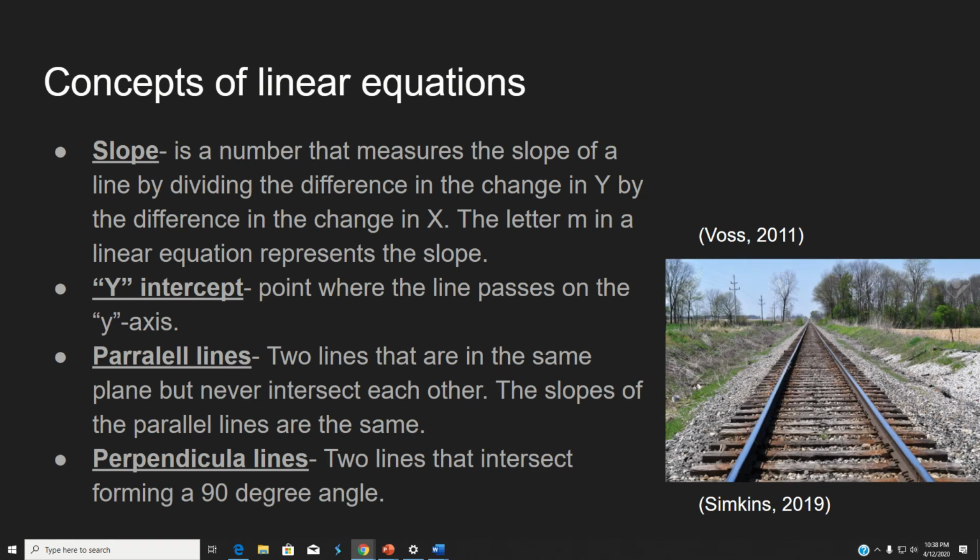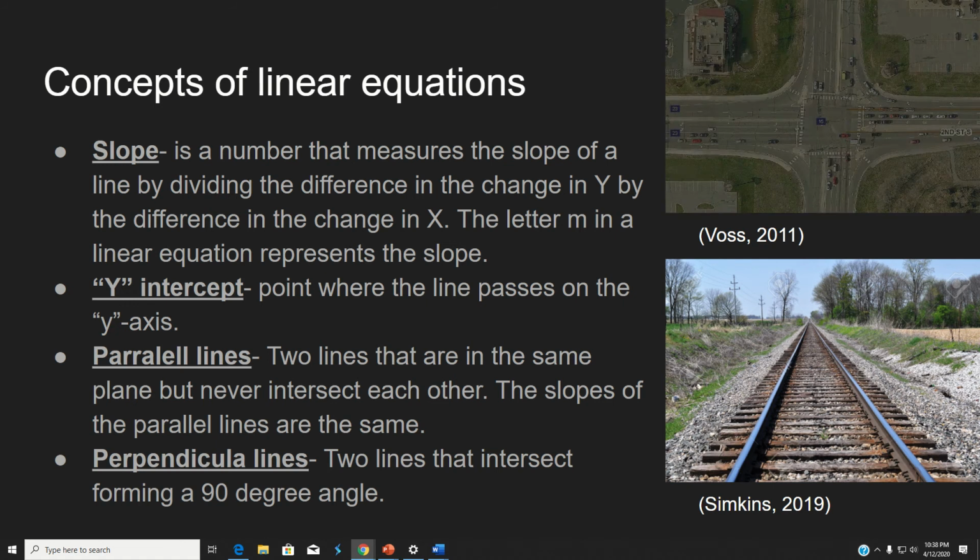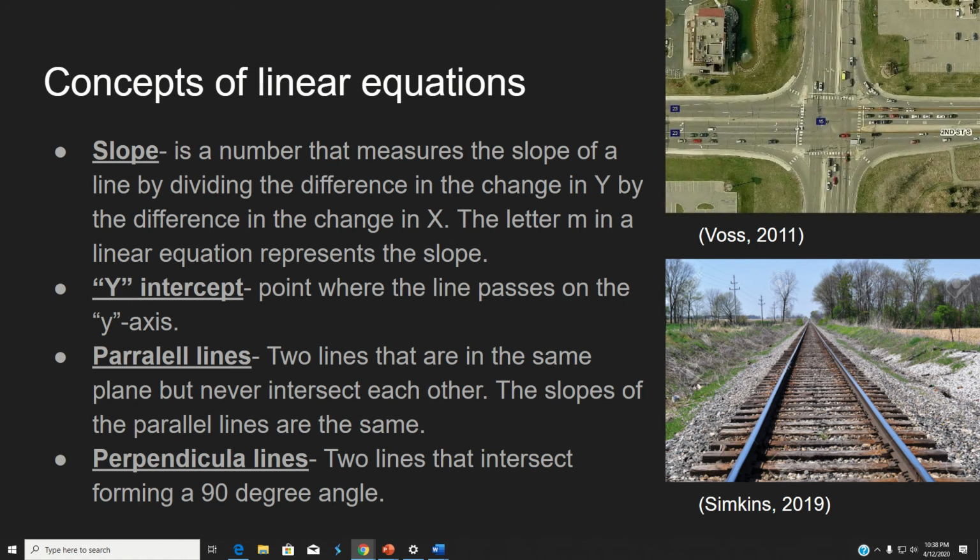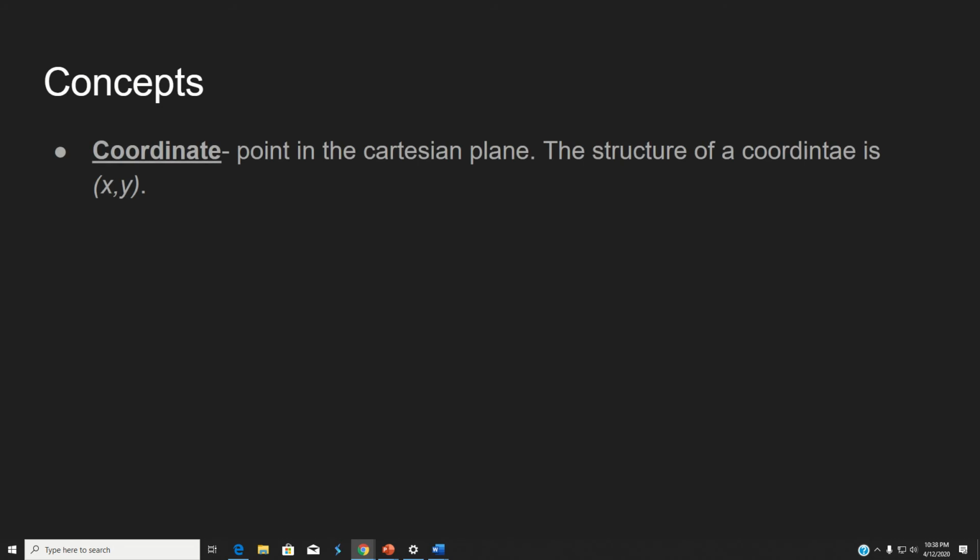As shown in this image, the tracks of a train form parallel lines, and an intersection of two streets forms perpendicular lines. We will also be discussing what a coordinate is, and a coordinate is a point on the Cartesian plane. The structure of a coordinate is (x, y).